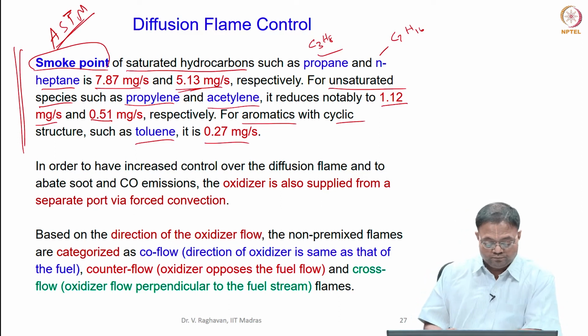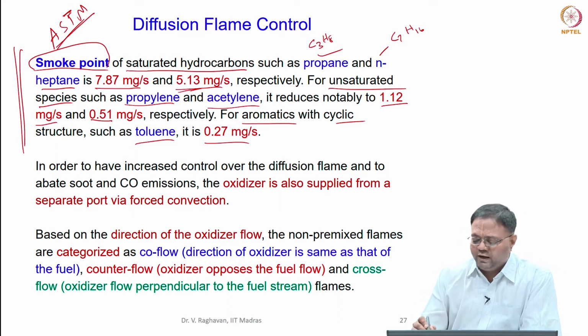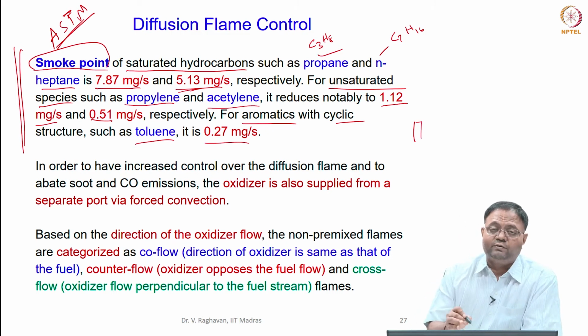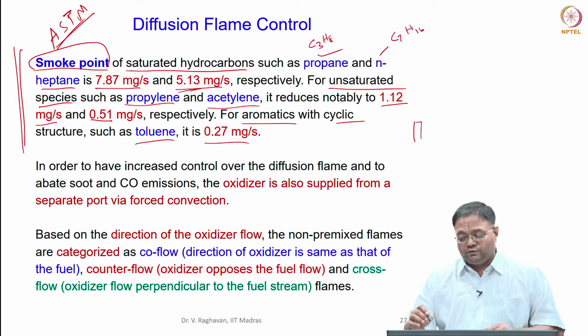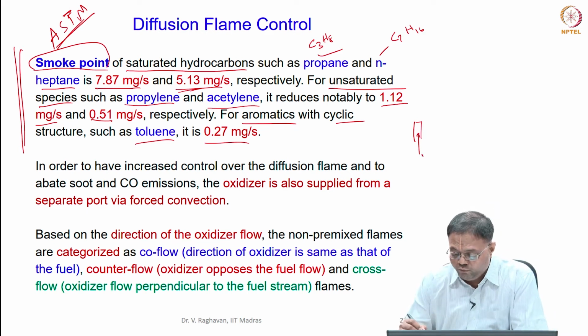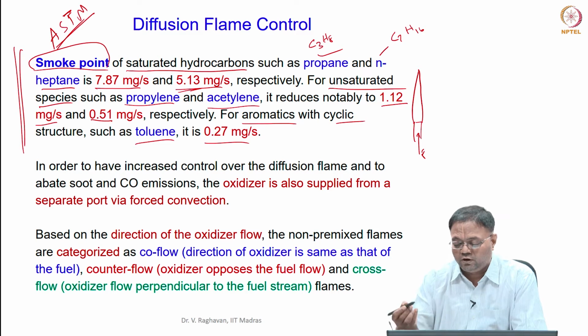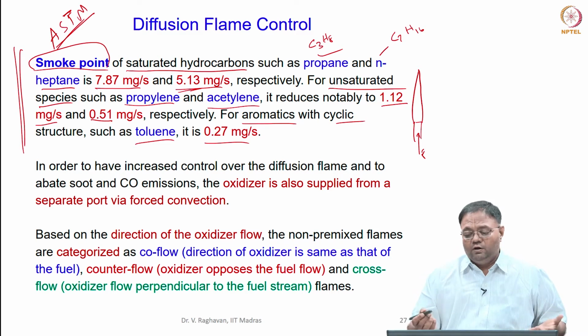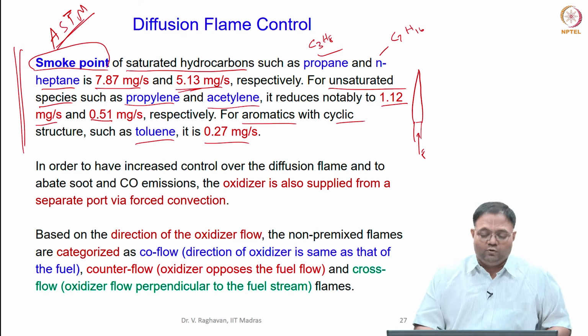So how to do this? If you take a jet diffusion flame, these are all jet diffusion flame characteristics. Basically, I don't have any forced flow for the oxidizer. So only fuel comes out and a flame forms, and whether the tip opens or not, whether the flame is closed or not, basically depends on the smoke points and so on.